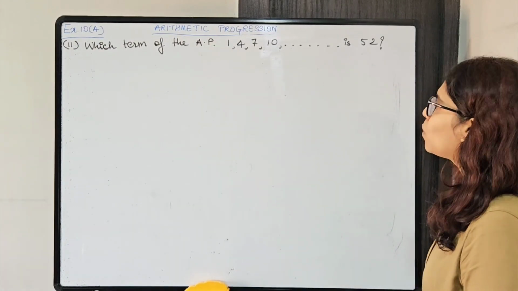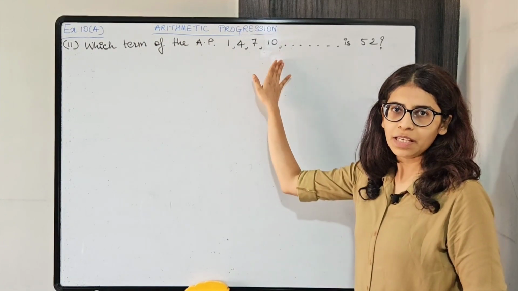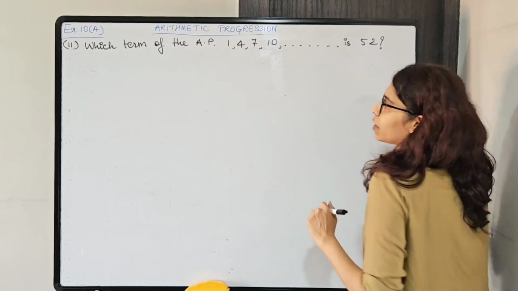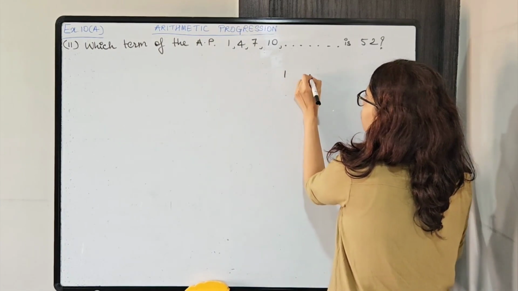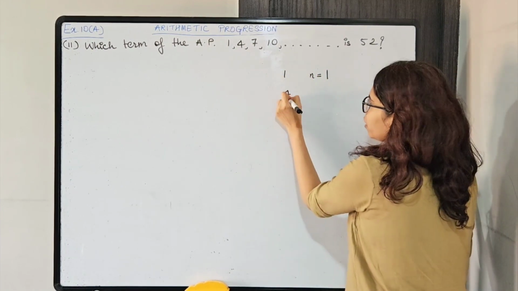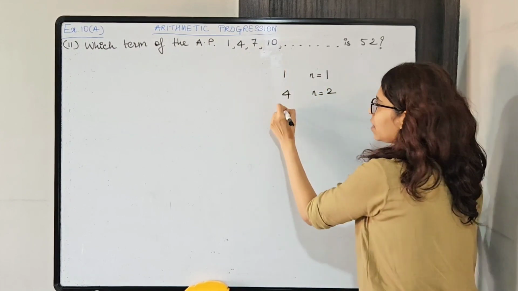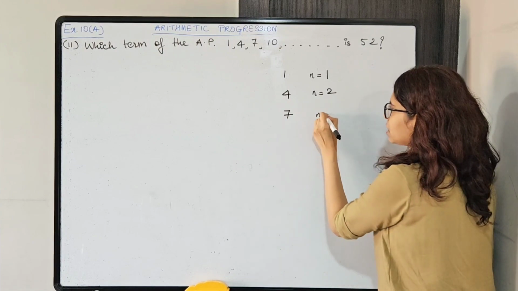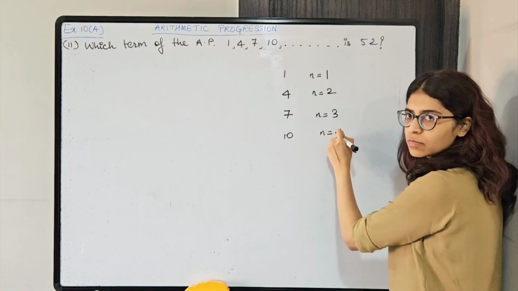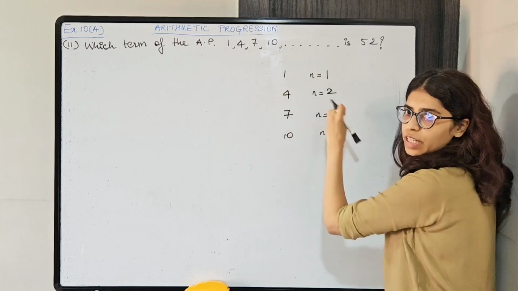Which term of the AP 1, 4, 7, 10 and so on is 52? You are given the AP and you have to find out which term is 52. हम लोग को AP दिया हुआ है. We know 1 is first term, so n is 1 for 1. 4 is second term, so n is 2. Okay, 7 is third term, so n is 3. 10 is fourth term, so n is 4.